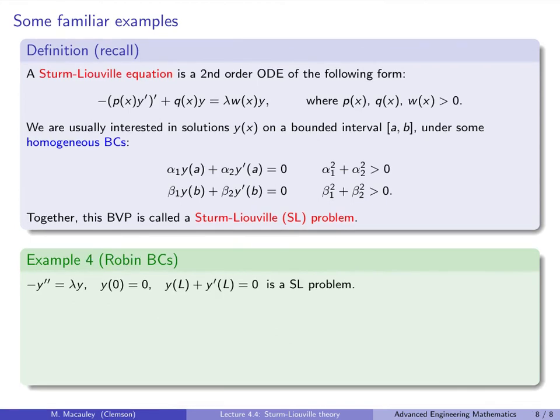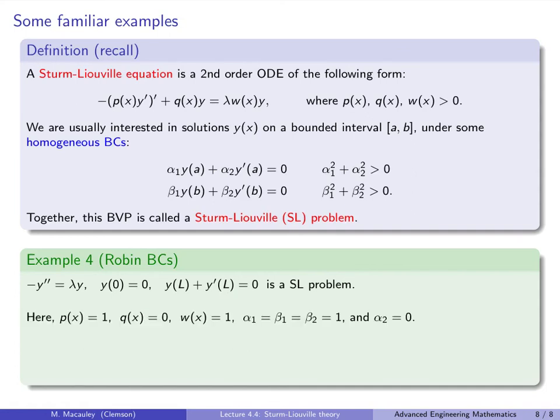And finally, we get to the fourth example. I think in lecture 4.1, I called these more complicated boundary conditions. They actually have a name. They're called Robin boundary conditions. The left endpoint is the same as before, but now the right endpoint is this linear combination, y of L plus y prime of L equals 0.